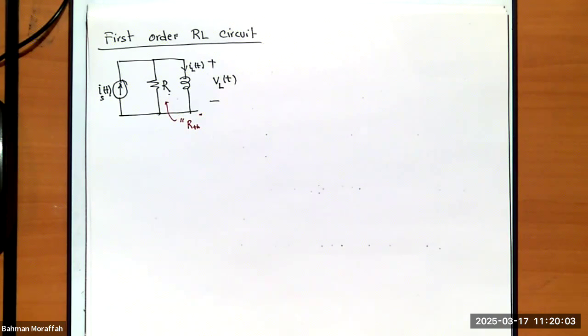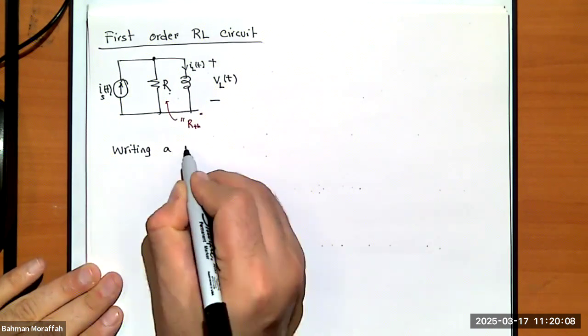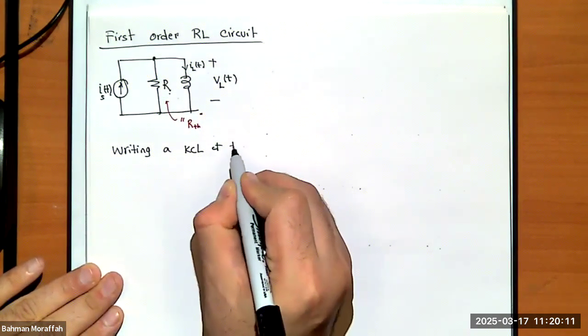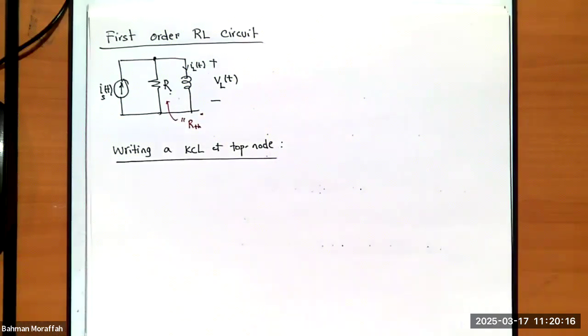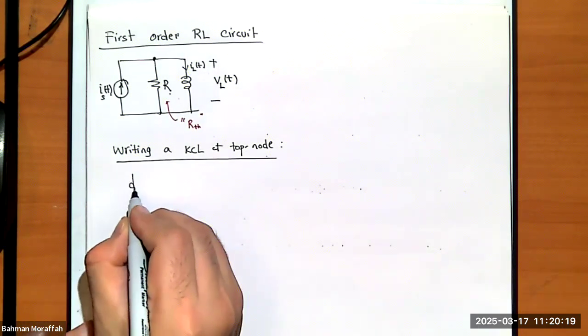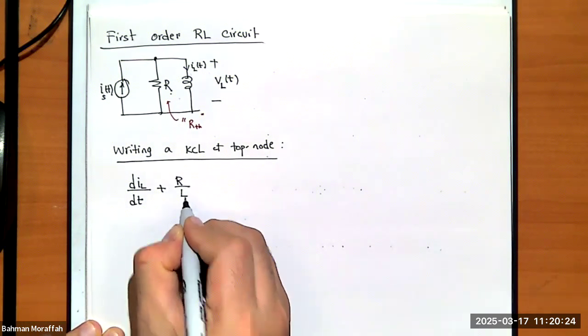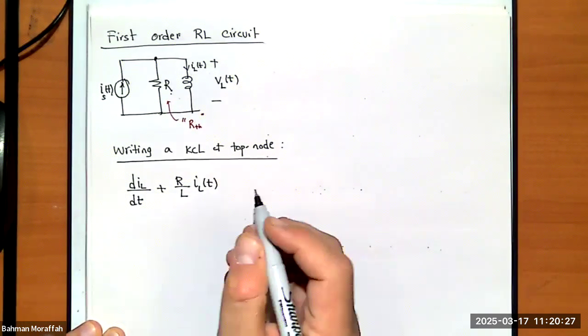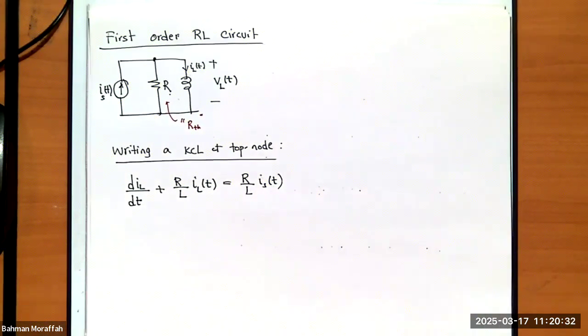And by writing a KCL at this top node, we ended up getting this differential equation: di_L/dt plus R over L times i_L(t) equals R over L times i_S(t), right? And as you can see, I rewrote the differential equation in terms of the current through the inductor, which is a continuous variable, right?